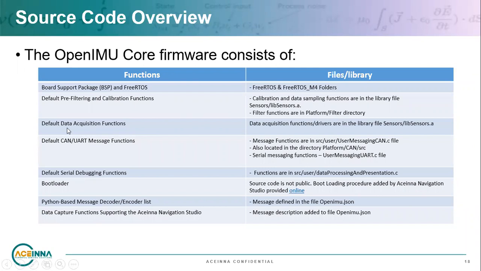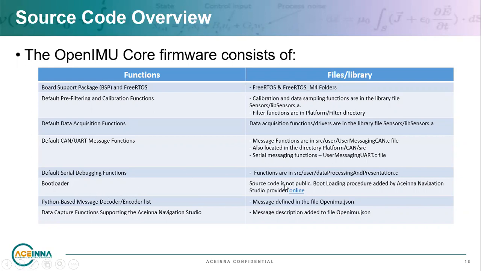We have default data acquisition functions. These functions and drivers are stored in the library file libcensus.a. We have default CAN and UART messaging functions. The CAN messaging functions are stored in the file source/user/messaging/can.c. There are also some other files located in the directory platform/CAN/source. The serial messaging functions are stored in the user messaging uart.c file. Then there are default serial debugging functions, which are stored in the source/user/data processing and presentation.c file.